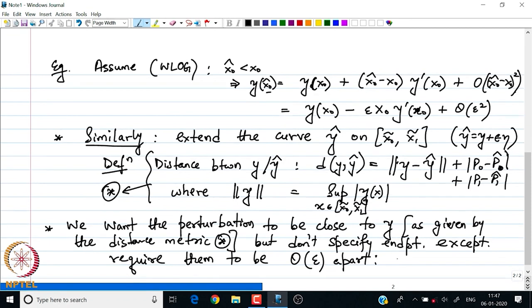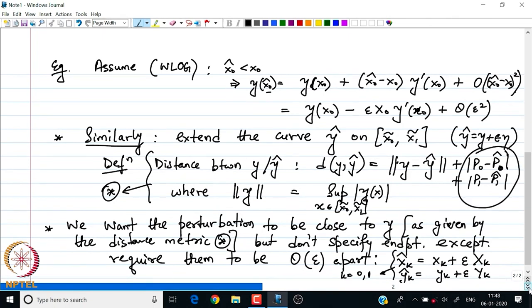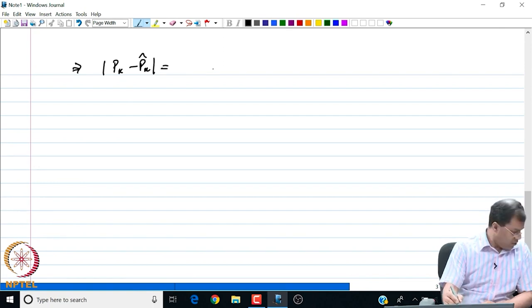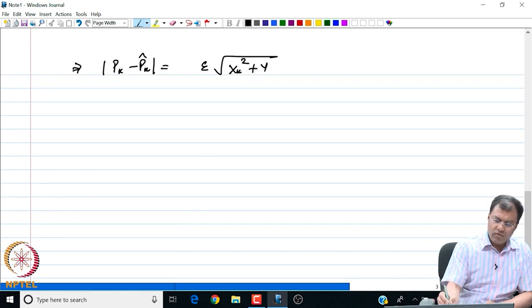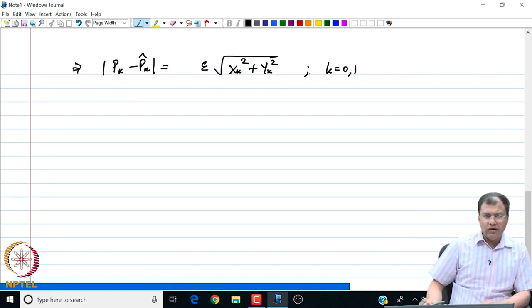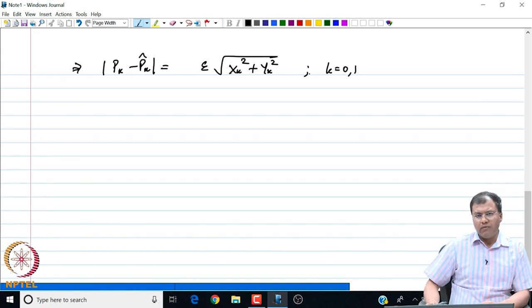So, what I mean to say is that my x hat k, where k is 0 and 1, is x k plus epsilon times capital X k, and my y hat k is y k plus epsilon times capital Y k, where k is 0 and 1. Okay. So, if we make this assumption, I can immediately find these norms. So, from here I can see that the norm of p k minus p k hat is equal to epsilon times square root of x k square plus y k square, where k is 0 and 1. Okay. So, I am now ready to describe the extremal for the class of functionals with variable endpoints.